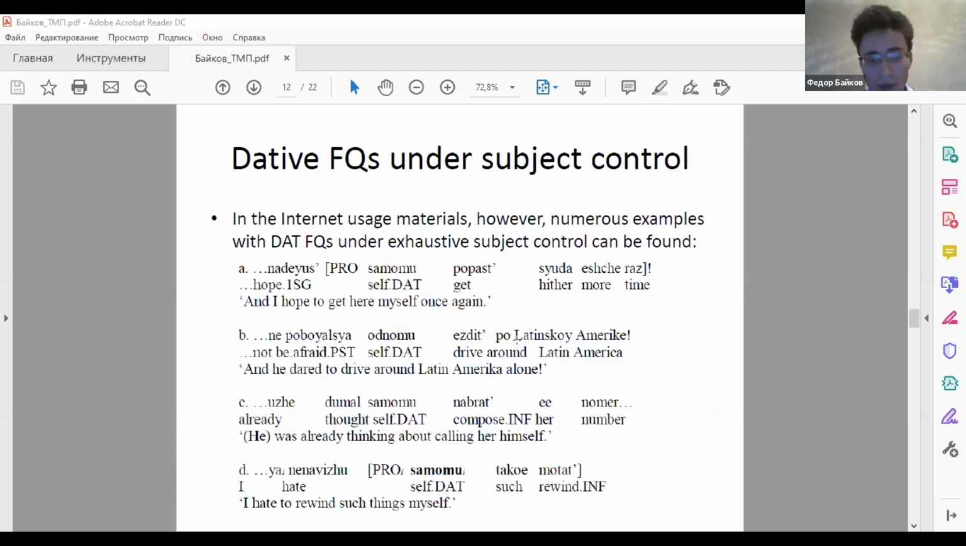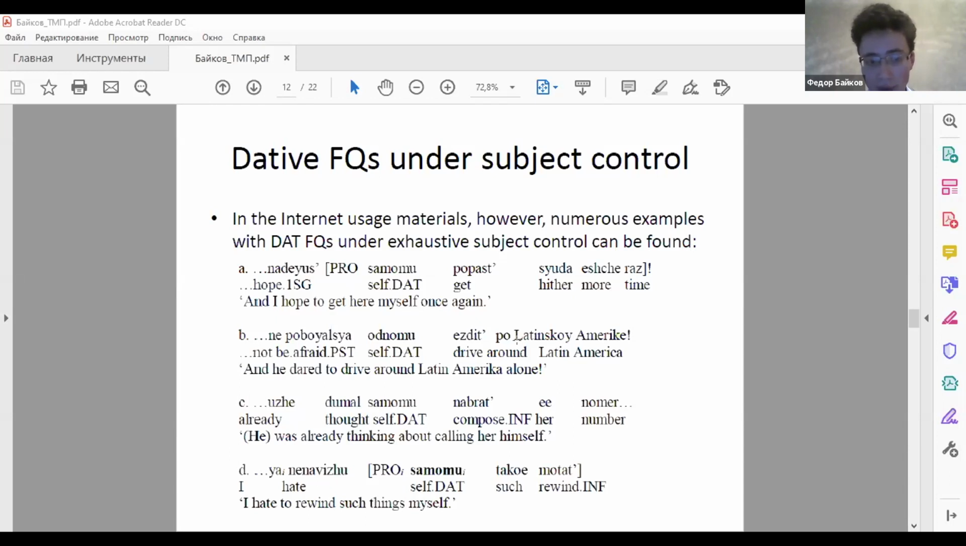And as the internet usage materials reveal, we can attest numerous examples with dative floating quantifiers even under exhaustive subject control, such as examples A to D. For example, in A, we have a dative floating quantifier самому despite the subject control verb надеюсь, and in D, we have a dative floating quantifier самому under the matrix predicate ненавижу. In all these cases, however, we are dealing with exhaustive subject control because a necessary requisite for partial control is that the controller DP be semantically or even syntactically plural.